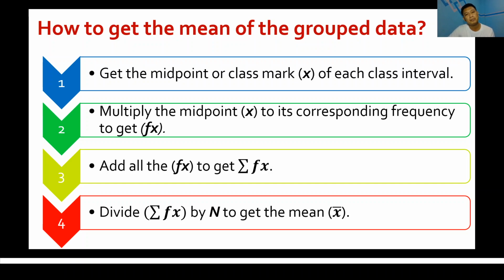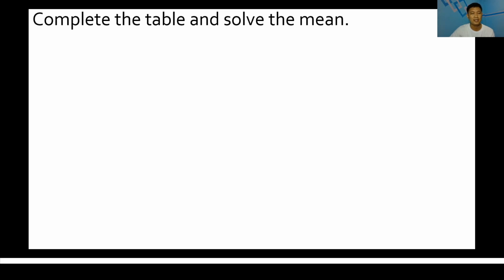Next, we're going to multiply the midpoint of each class interval by the corresponding frequency to get fx. After which, we add all the products of fx to obtain the summation of fx. Then, whatever the result is for the summation of fx, we simply divide that by the total frequency, or the value of n, and the result is already the mean. That's all. Okay? So let's take this one as our first example.